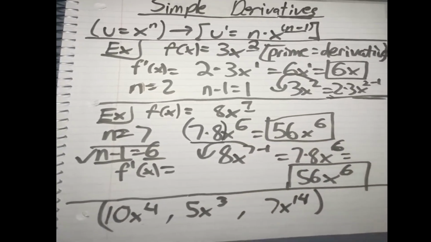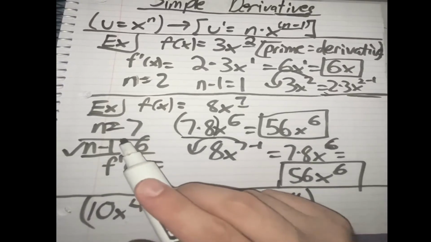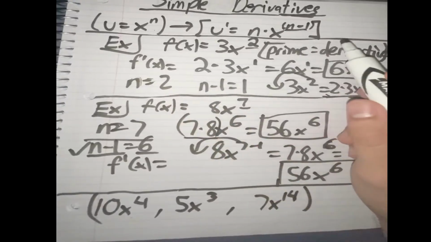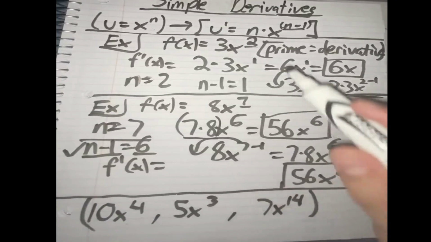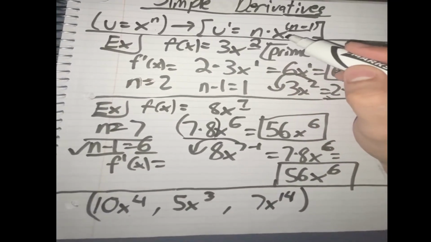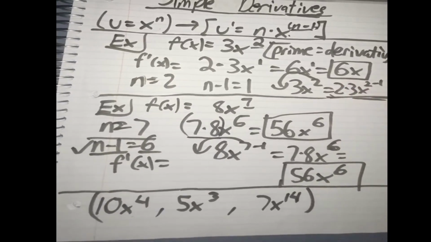That's basically the idea of how you take a simple derivative. Identify your n as your exponent, which is coming from right here. Identify n minus 1 for the exponent of your derivative, and then plug it into this formula: u prime is equal to n times x raised to the n minus 1. And that's how you take a derivative.